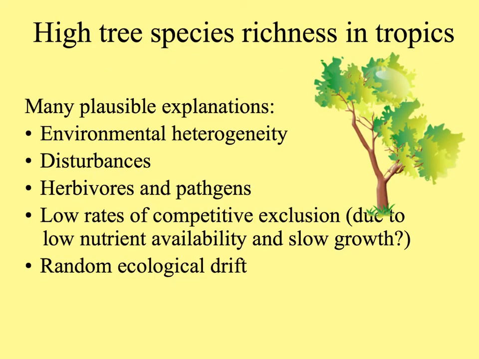The tropics are known for very high diversity, and there are many reasonable explanations for this. It could be because there are so many different habitats and microhabitats. Disturbances are frequent. There's a great variety of herbivores and pathogens, enemies of plants. And a very interesting suggestion is that maybe low nutrient availability leads to low rates of competitive exclusion, which increases diversity.